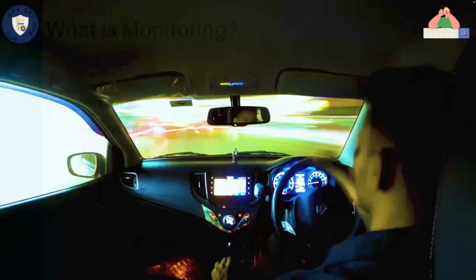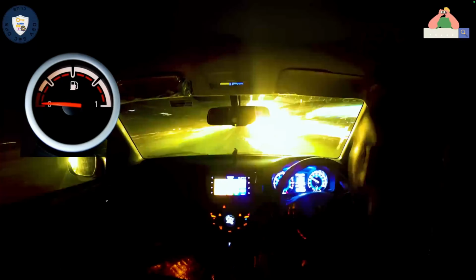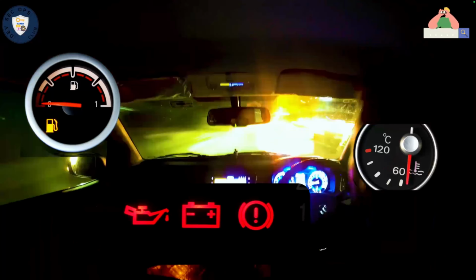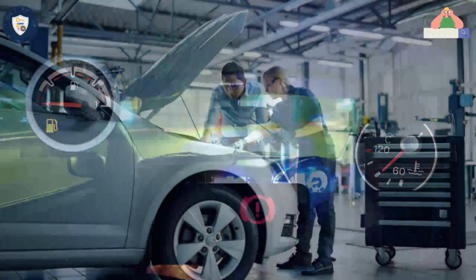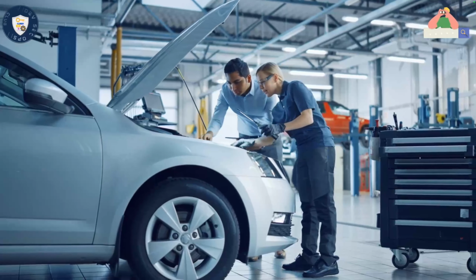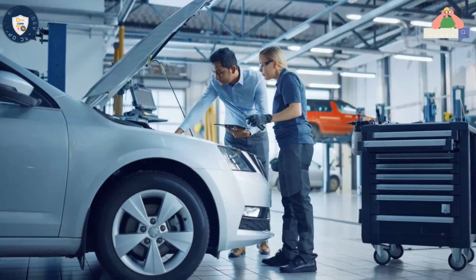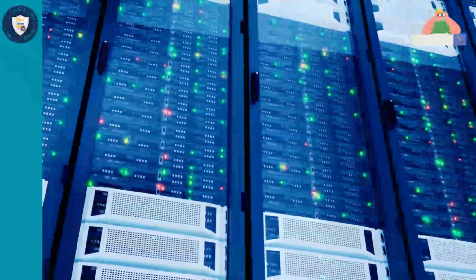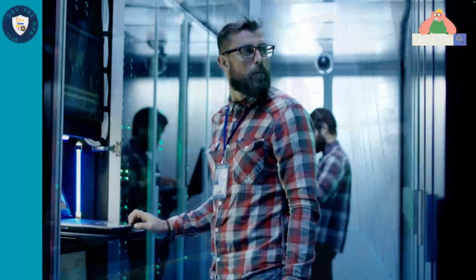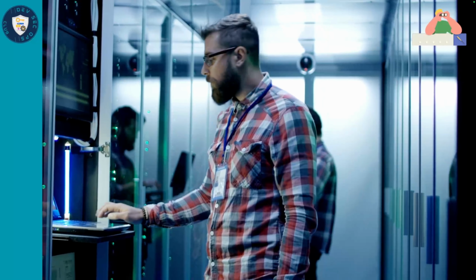Similarly, when you're driving a car, you constantly monitor the dashboard gauges, speed, fuel level, and engine temperature, to make sure everything is running smoothly. If the fuel is low or the engine overheats, you immediately take action and take your car to the workshop, to prevent a bigger problem down the road. Similarly, in IT, monitoring is the practice of continuously tracking system health and performance. It helps detect issues quickly and provides real-time visibility.